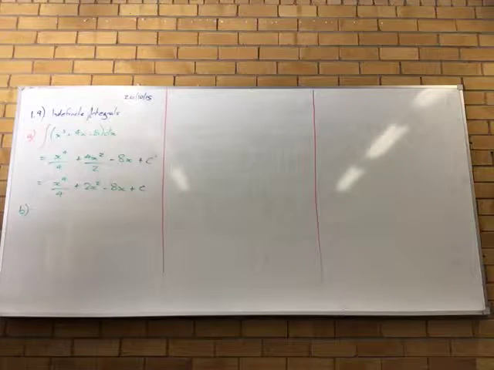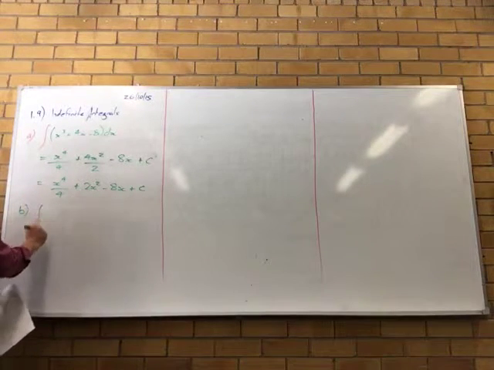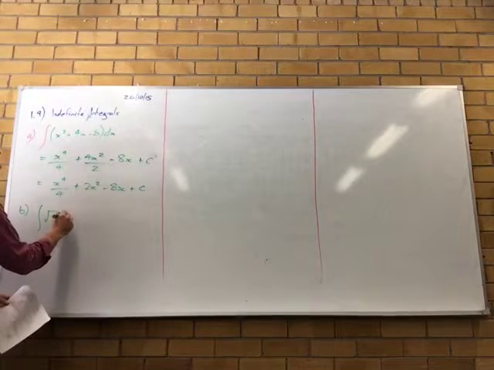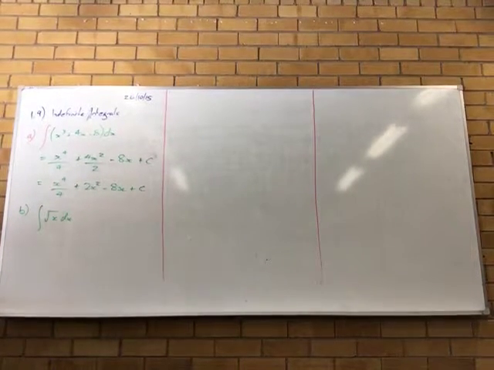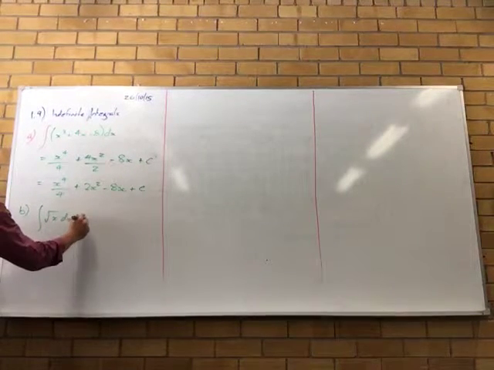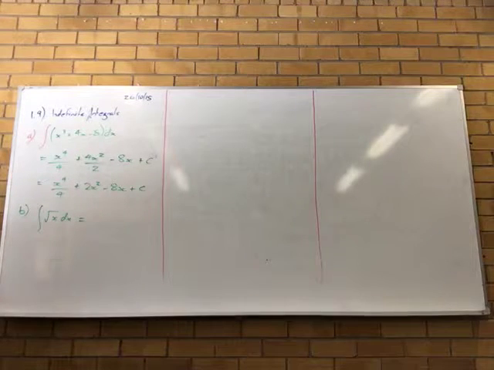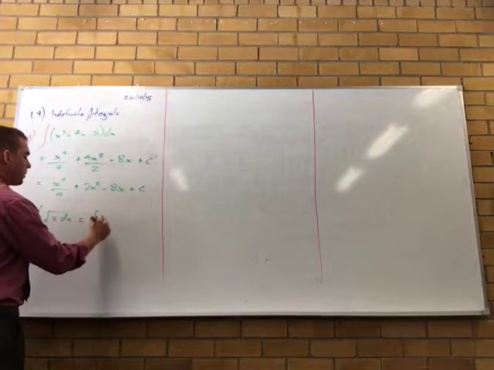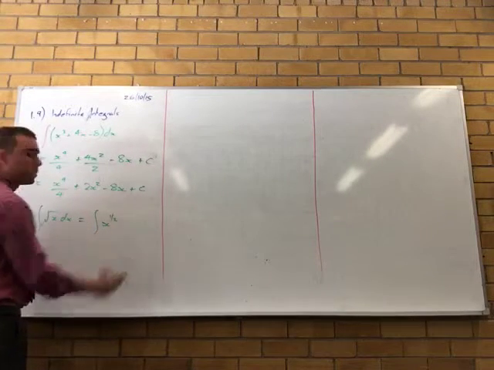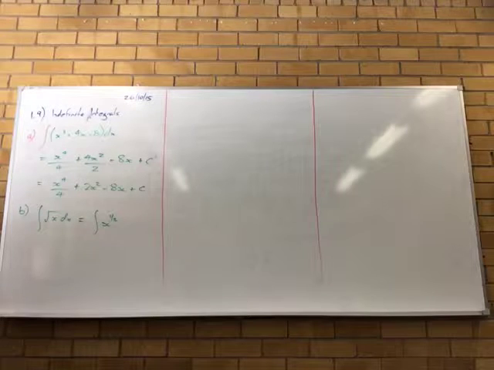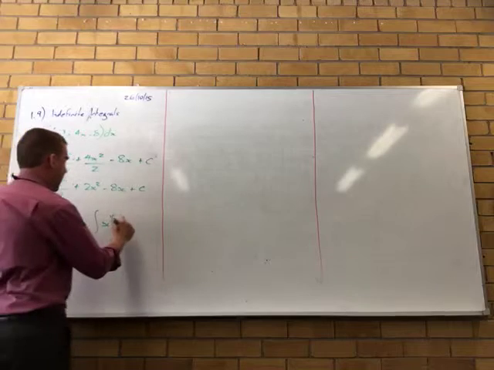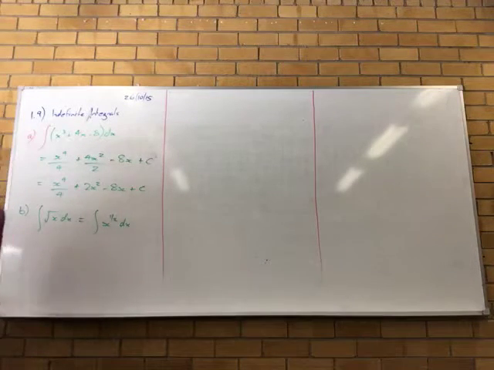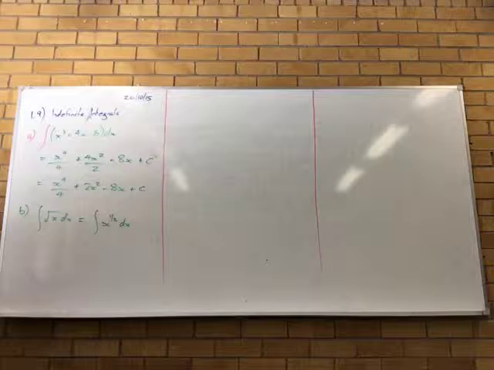Alright, B. The integral of the square root of x dx. Alright, so thinking about what we need to do: x to the power of a half. We change the square root using our index laws that we covered way back in term 1. We know how to integrate when we have a power, so we convert any surds to powers.